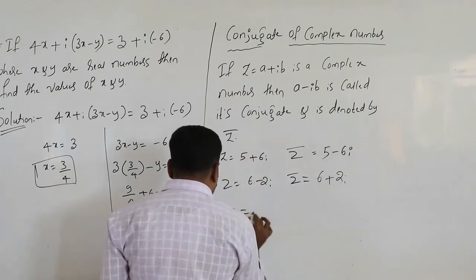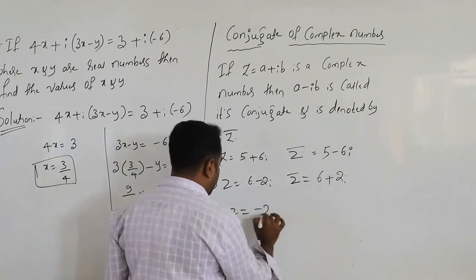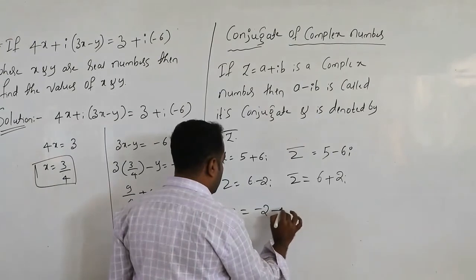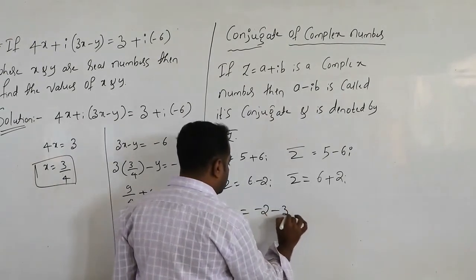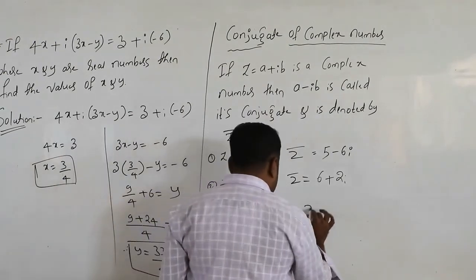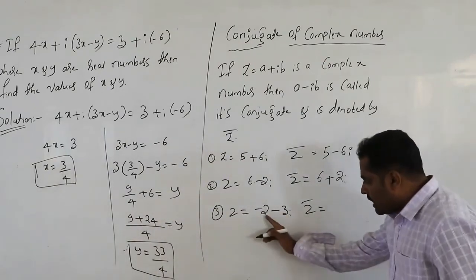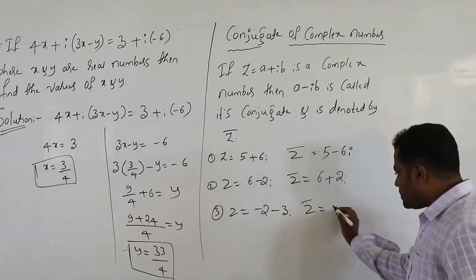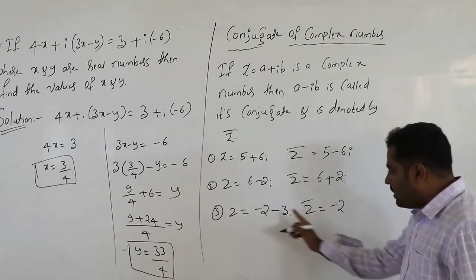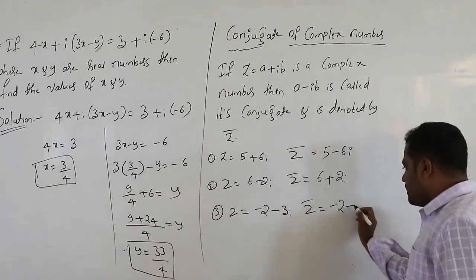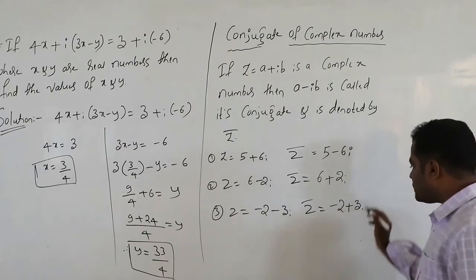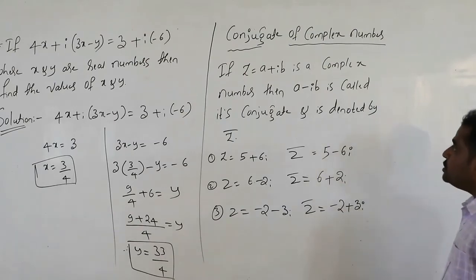Z is equal to minus 2 minus 3i. Then z bar is equal to real part as it is, minus 2 as it is. Next, minus is here, consider plus, plus 3 times i. That is a conjugate.